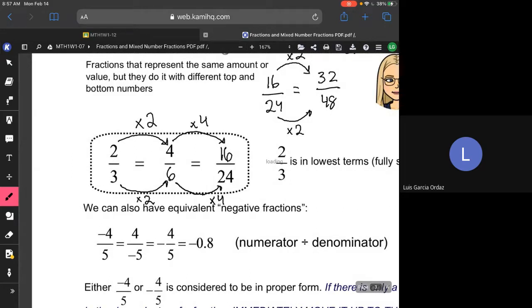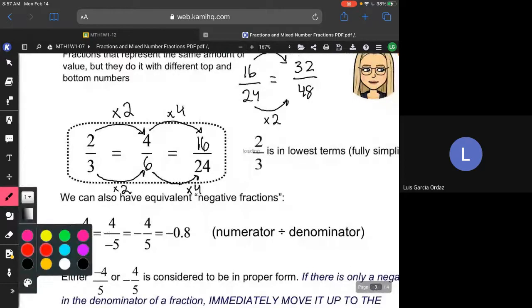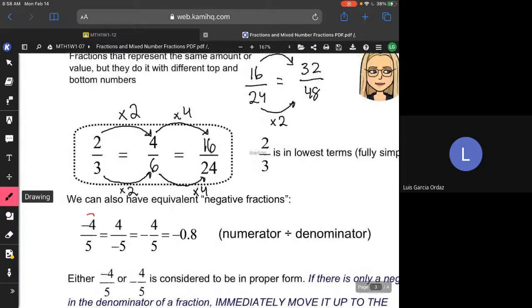So for example, we can also have equivalent negative fractions. So I have negative 4 over 5, which is equal to 4 over negative 5, which is equal to negative 4 over 5, which is the same thing as negative 0.8. So when it comes to negative fractions, it doesn't matter if your negative number is in your numerator, it doesn't matter if it's in the denominator, and it doesn't matter if you put your negative sign in the middle, okay? That's all the same thing because you're taking a negative and a positive and dividing them by each other, which is why you get a negative answer.